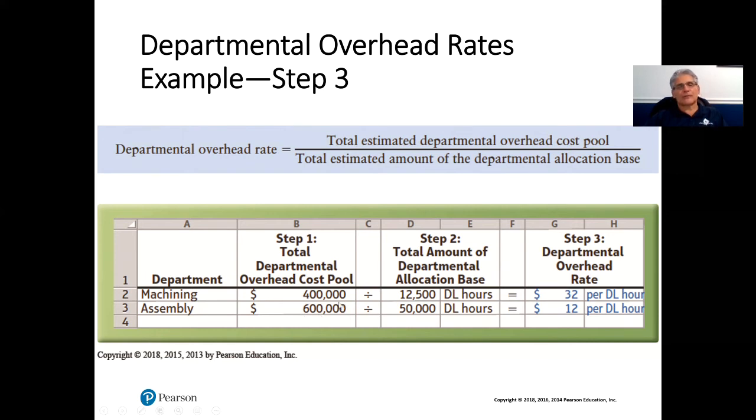So 400,000. We're going to divide that by the machining allocation base of estimated 12,500 direct labor hours. And machining is now going to earn $32 of overhead per direct labor hour. For assembly, 600,000 divided by 50,000 direct labor hours comes up with $12. $12 per direct labor hour.